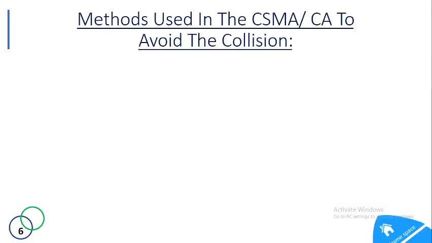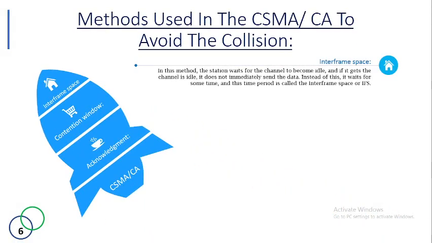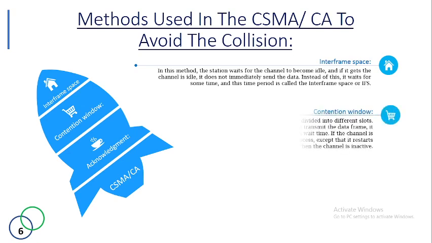The methods used in CSMA-CA are simple as well. First, the interframe space. In this method, the station waits for the channel to become idle, and if it finds that the channel is idle, it does not immediately transfer the data. Instead, it waits for some time, and the time period is called the interframe space, or the IFS.